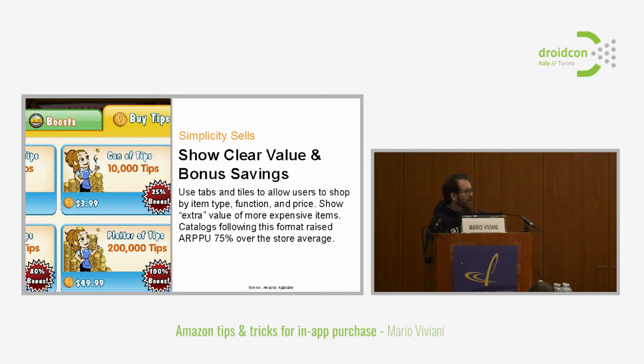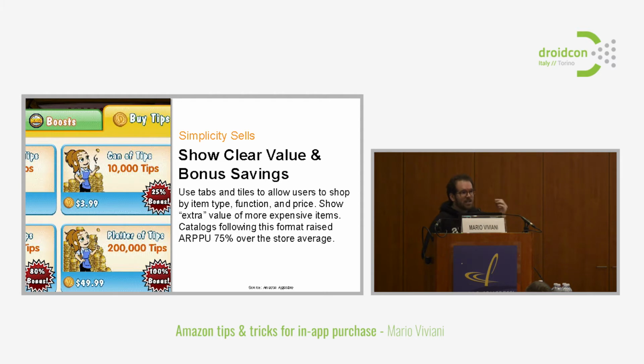Another interesting one. I was honestly surprised when I saw this. Showing clear value of in-app items is paramount. So let's say that we have this. We have 10,000 tips, whatever tips are, and then 200,000 tips, with the $49.99 items compared to the $3.99. So if I'm a user, I have to start thinking, okay, so this is 10,000 tips. If I buy maybe 5 of these, I will have 500,000 tips. Is that better or not than the 200,000 tips? What's the value? I have to do the math. I'm confused. I don't know what to do.